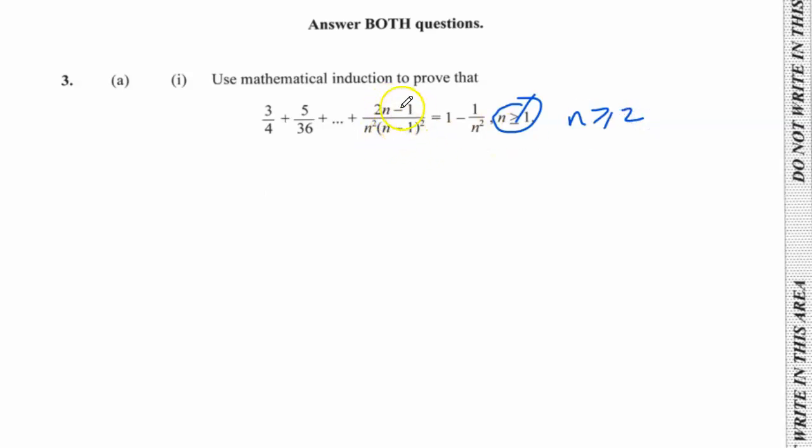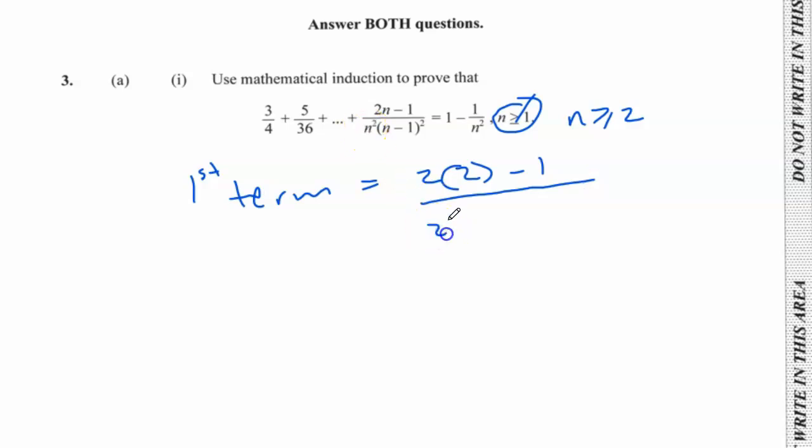Alright, so we can substitute 2 in here. So the first term is actually when n is equal to 2. And when n is 2, what we'll get is 2 into 2 minus 1 over, in the denominator, 2 squared plus 2 minus 1 all squared. Let's write that out now. 2 times 2 is 4, 4 minus 1 is 3. In the denominator, 2 minus 1 is 1, 1 squared is 1, 2 squared is 4. So 3/4. So the first term of the sequence actually begins when n is 2.